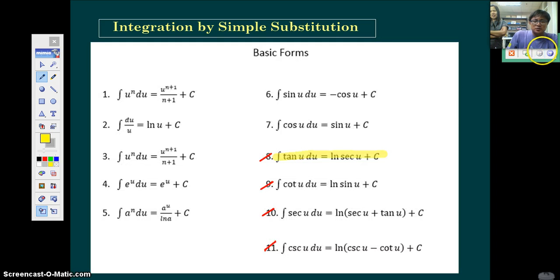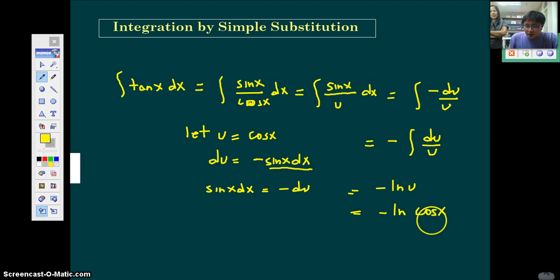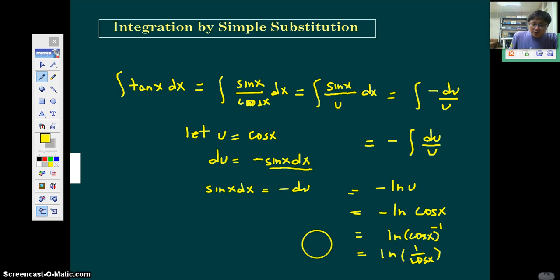Now you may notice that the integrable form tan u du is equal to ln secant u. What we got is negative ln cosine x. So you just put that negative as a power. That's a property of logarithm. So that will be ln of cosine x to the negative 1, and that's ln of 1 over cosine x. And of course, you know that 1 over cosine x is the reciprocal secant x. So therefore, the integral of tan x dx is ln secant x plus c.